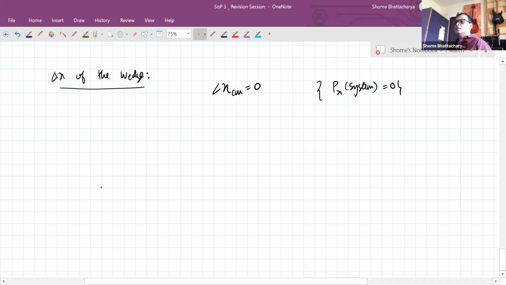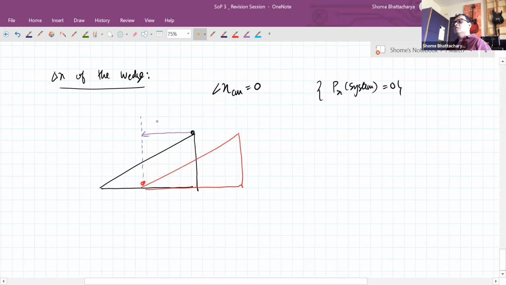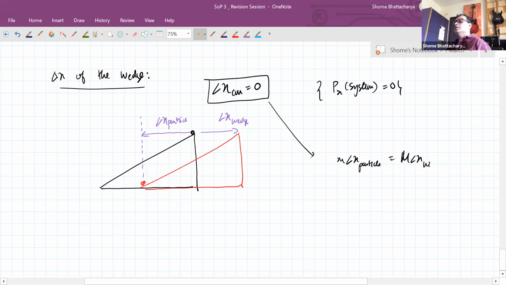So keeping that in mind, you can see that if this is where the system started from, and after a while reached here, this is the horizontal displacement of the particle, and this is the horizontal displacement of the wedge. But because the horizontal displacement of the center of mass is zero, m into delta x for the particle will be equal to capital M into delta x for the wedge. They are opposite in directions. So this implies this. Okay.